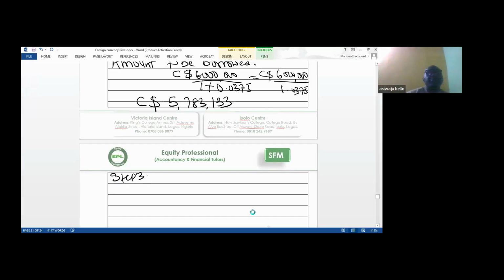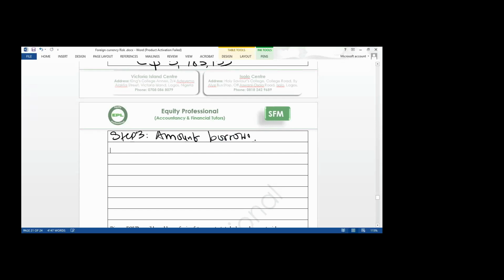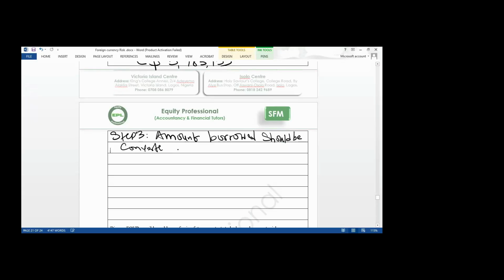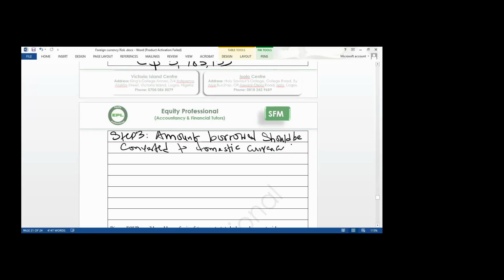Step 3. Amount borrowed should be converted to domestic currency, in bracket Naira.